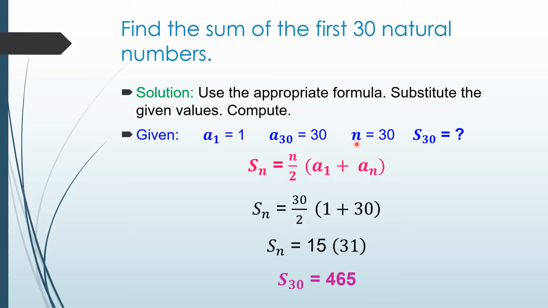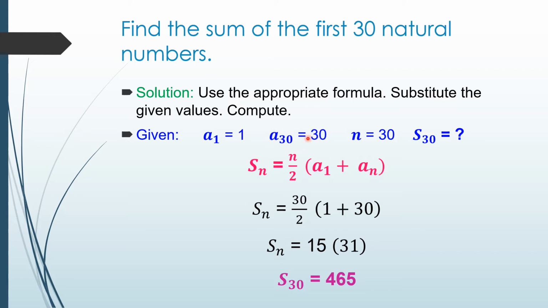Now, ang n natin or yung number of terms ay equal sa 30. Bakit? Kasi sum of the first 30 natural numbers, ibig sabihin ulit, 30 numero ang kailangan nating i-add. So, ang kailangan nating hanapin sa tanong ay ang sum of the first 30 terms or S sub 30. Now, let's use the formula S sub n is equal to n over 2 multiplied by quantity a sub 1 plus a sub n since ibinigay naman ang value ng nth term or yung last term.